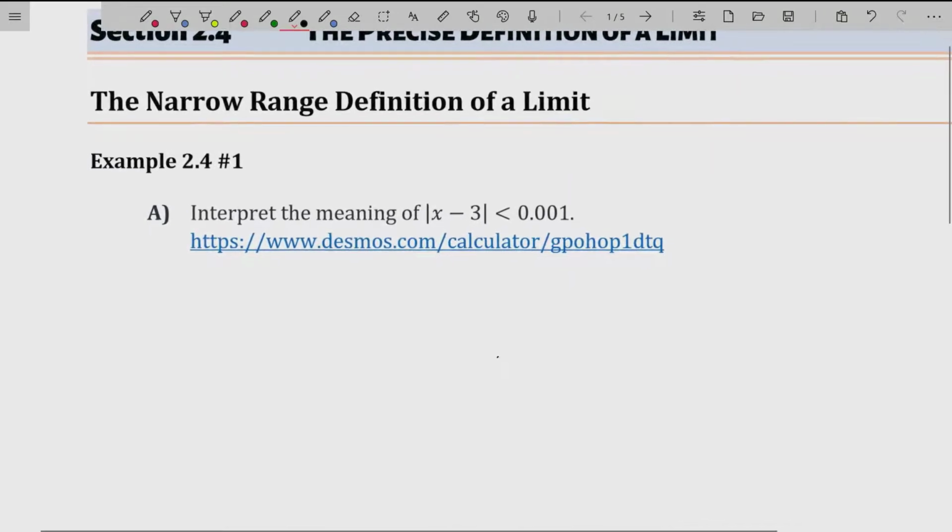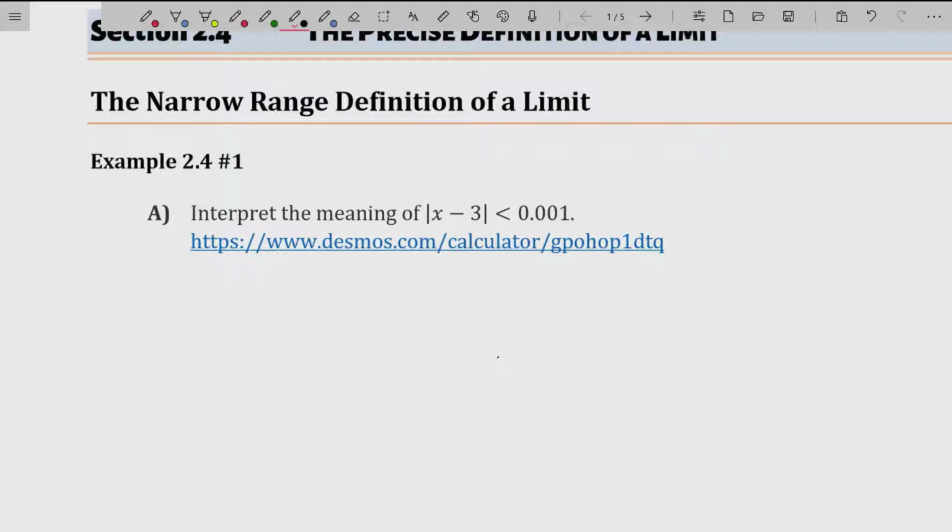Example 2.4, number 1. By the way, this subsection I'm calling the narrow range definition of a limit, although it doesn't really matter. It's really a gentle introduction to a limit. So let's start by interpreting the meaning of the absolute value of x minus 3 being less than 0.001, or 1/1000th. The reason why I'm stating this specifically is because this, again, is critical for our understanding of calculus.